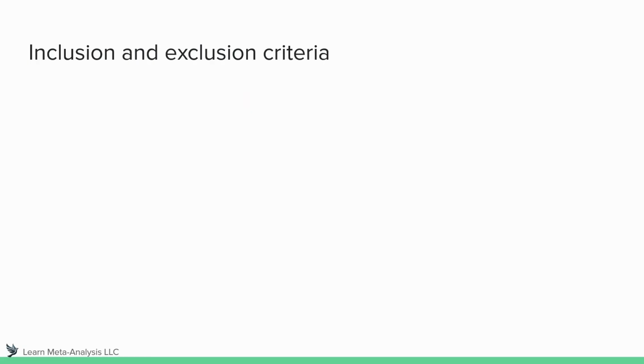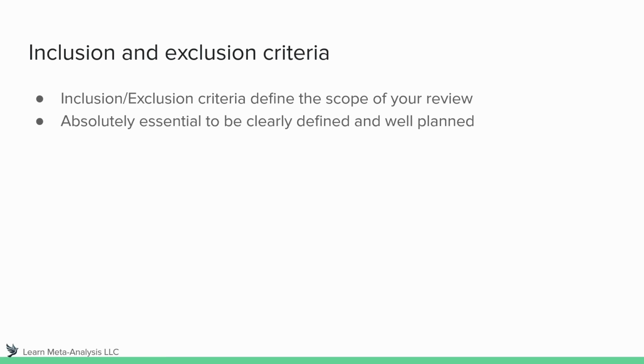Okay, so first we need to deal with this idea of inclusion or exclusion criteria. These, along with the actual search string, are really fundamental to the entire systematic review process, okay? They are going to define the scope of what your review analyzes. So it's really important that these are not only clearly defined, but also well planned so that you're actually capturing the studies you want to capture and excluding the studies that you want to exclude.